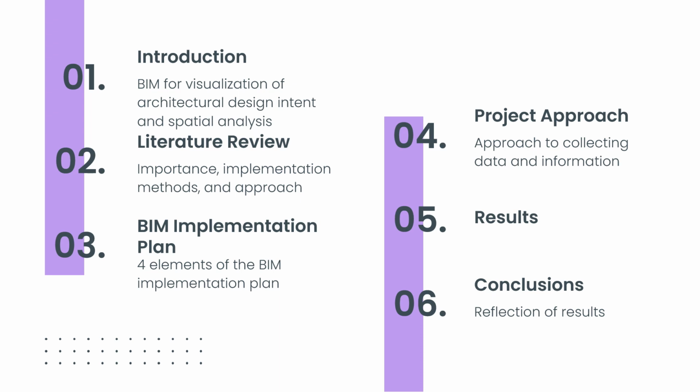The BIM implementation plan outlines the 4 elements of an implementation plan. The project approach goes into more detail about how we collected our data and information. The results discusses what we found from our research, and the conclusion reviews what we learned from our results.